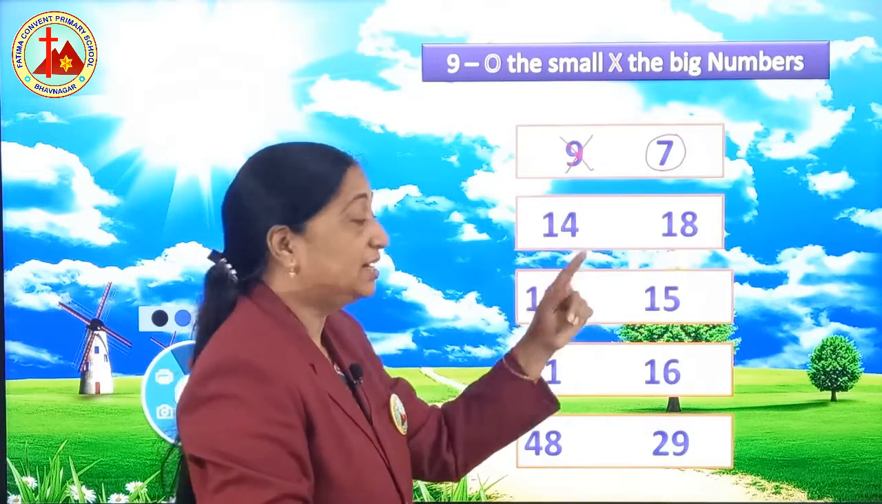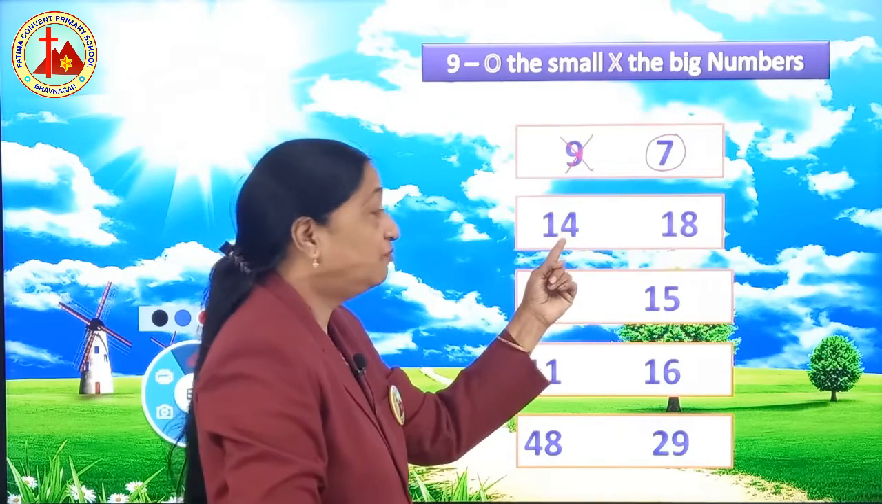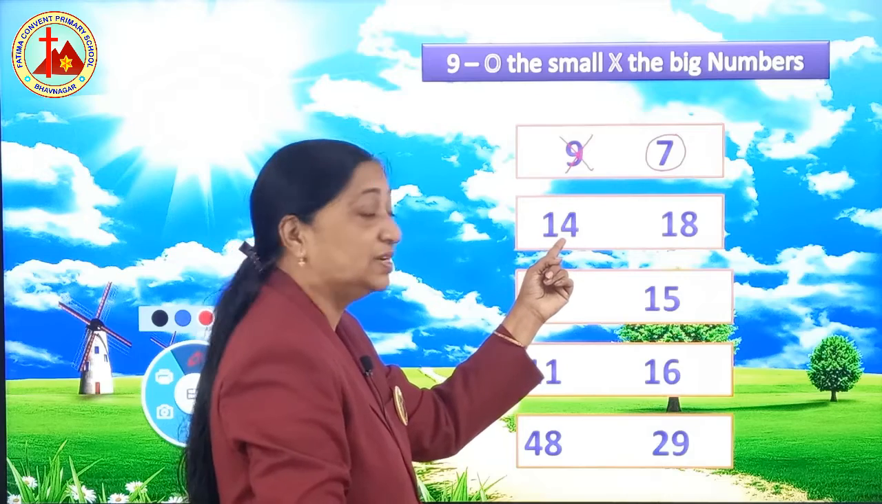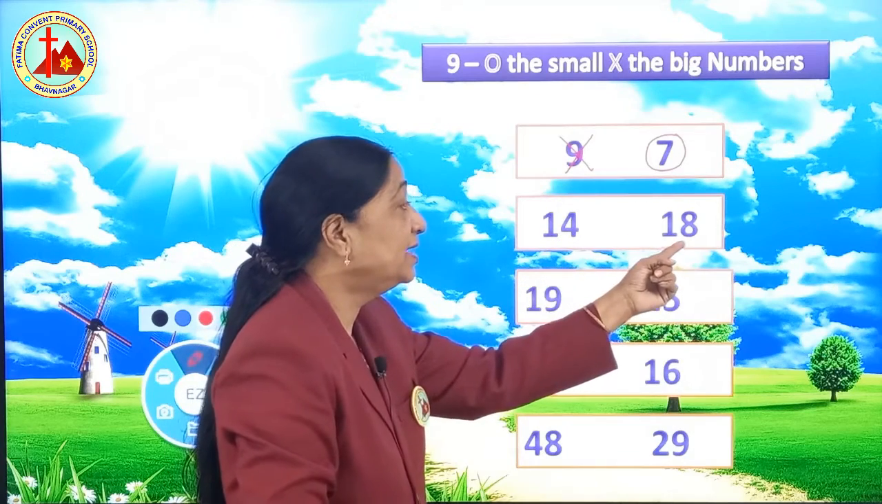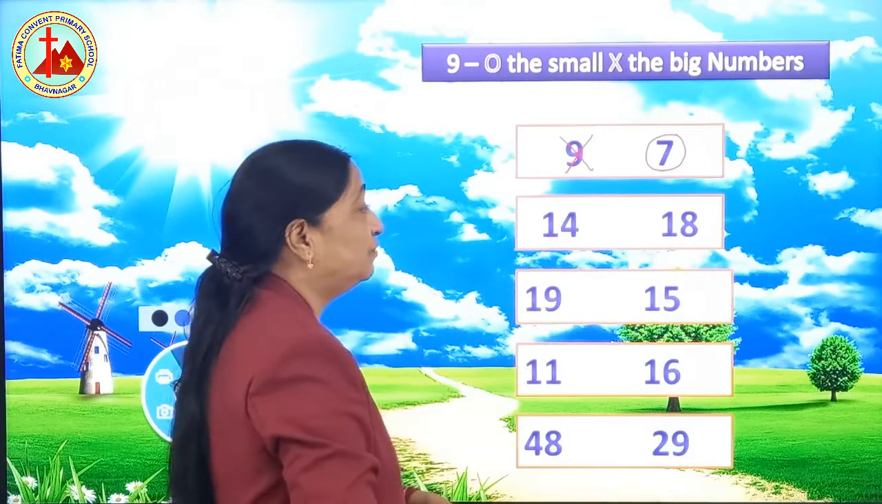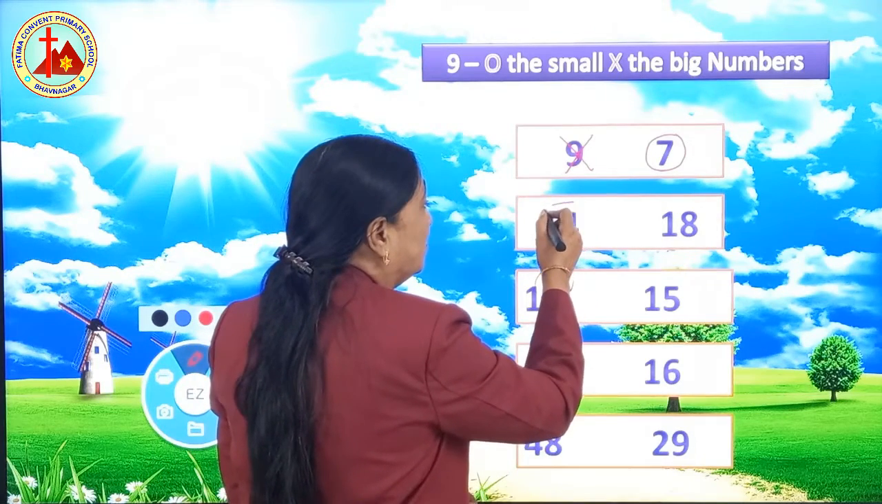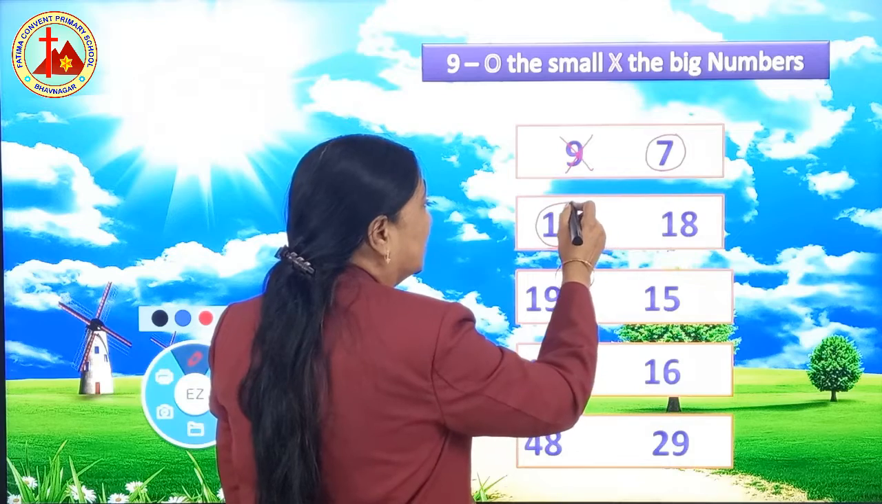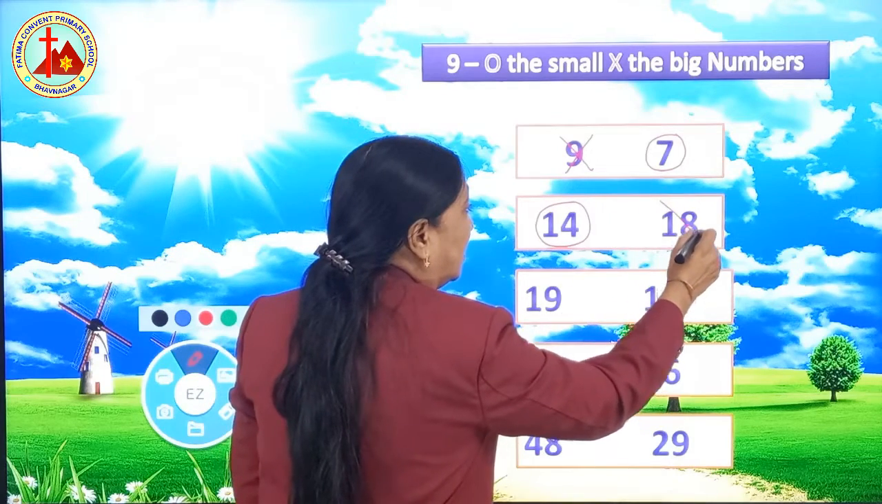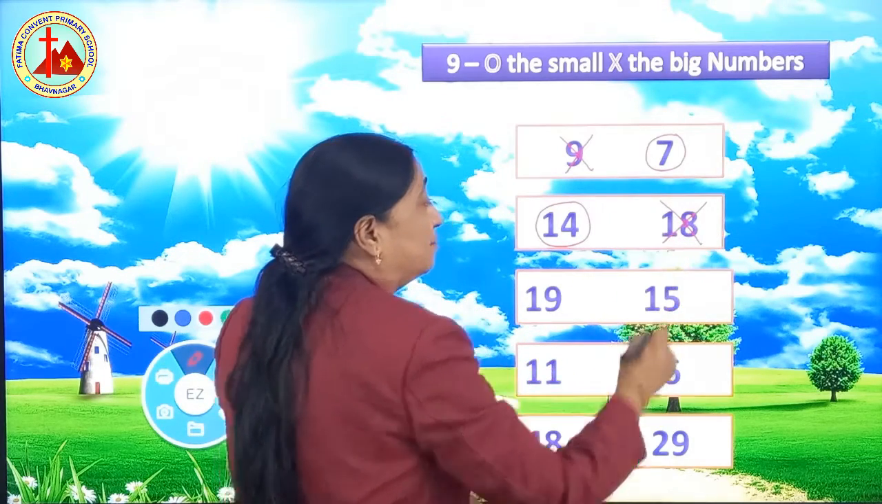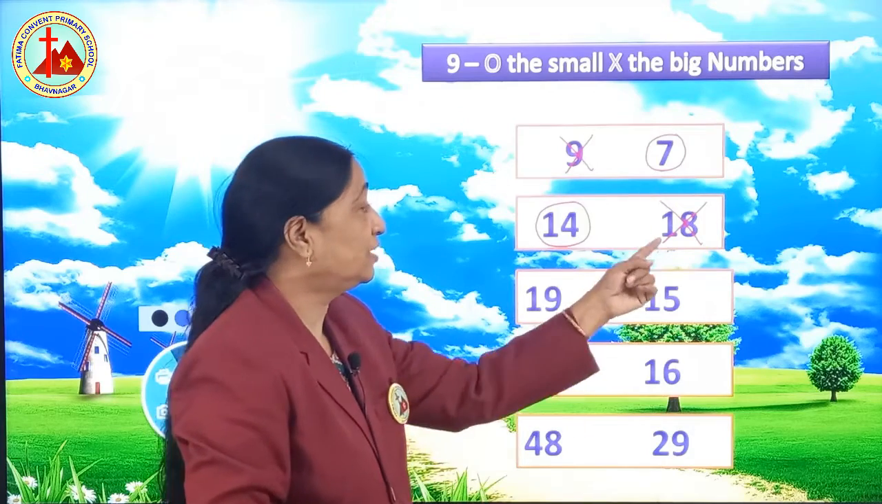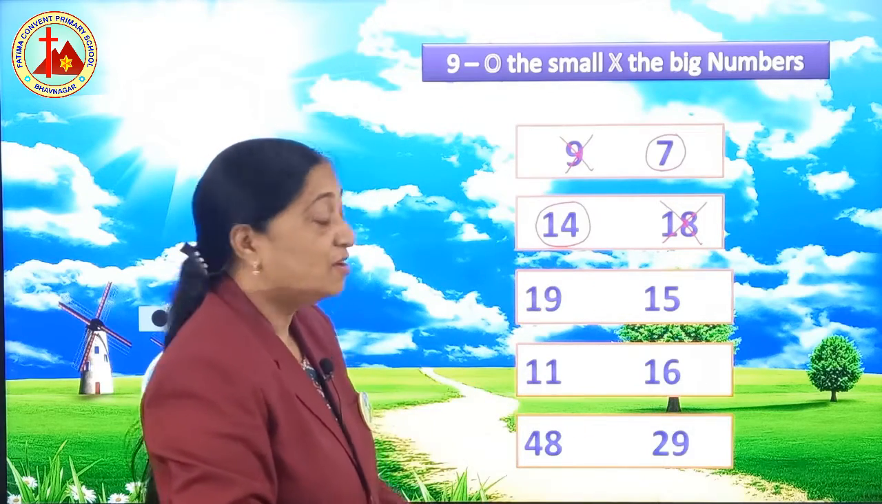So from 1 to 10, which number comes first? 4. Yes. So 14 is what? Small or big? It is a small number because 4 comes first and number 8 comes after. So 18 is a bigger number. So we'll put a cross on 18 and circle the number 14.